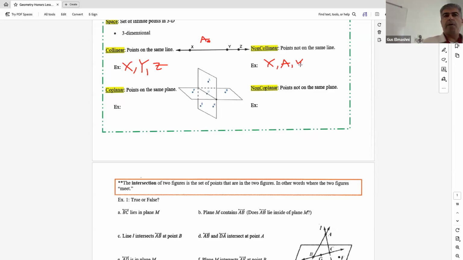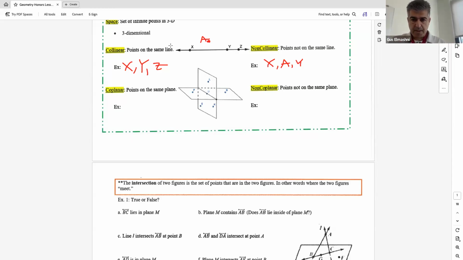So this begs the question, what would always guarantee a collinear relationship? As long as you have two points. But with three or more, then all bets are off, right? We're not really sure. Now, coplanar are points on the same plane.